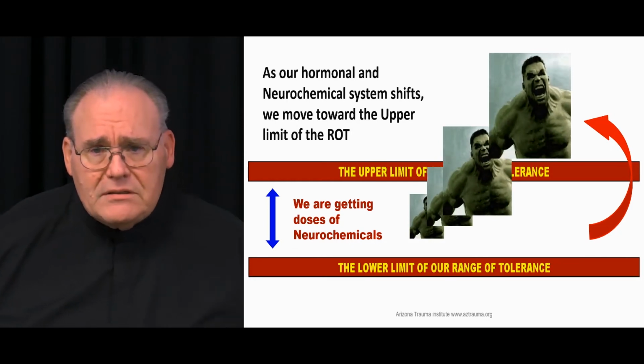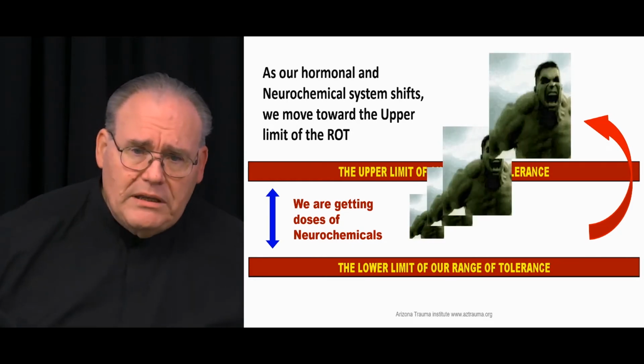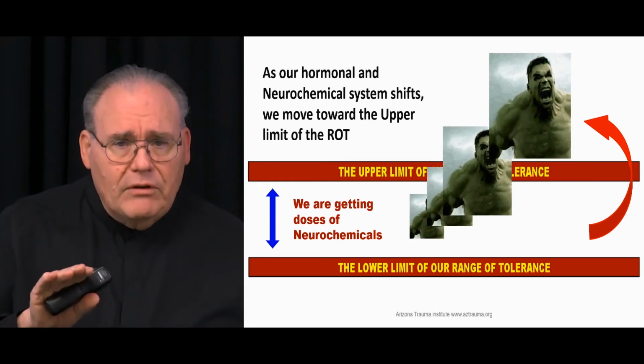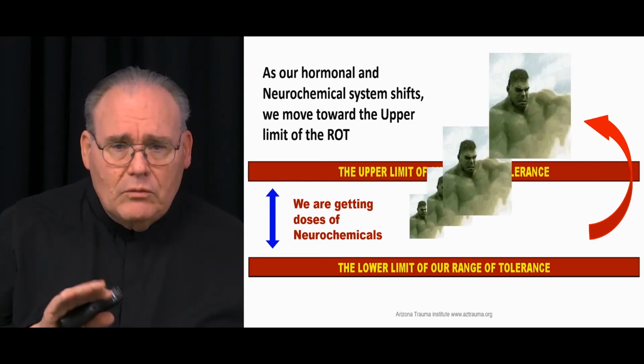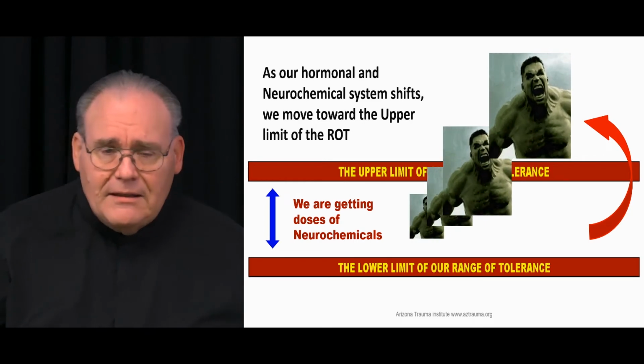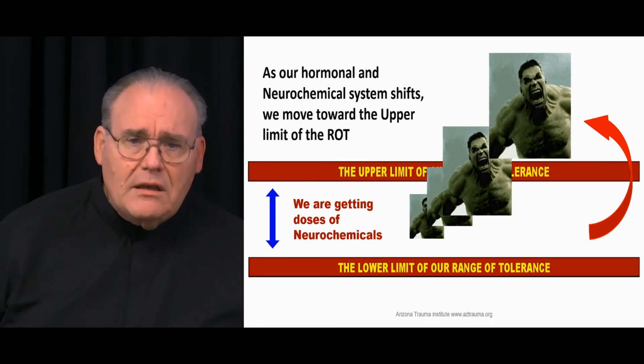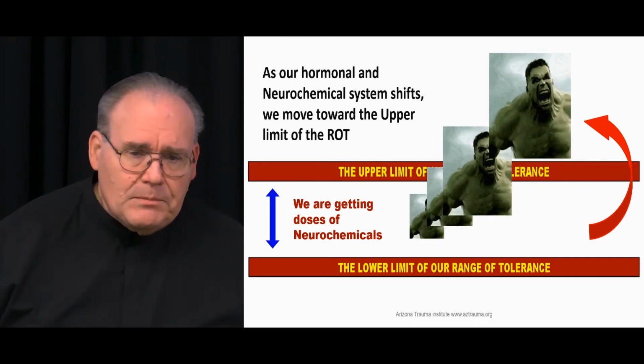So as our hormonal and neurochemical systems shift, we move towards the upper limit of our range of tolerance. And that's an important piece, because we can have something happen, and if we have a good range of tolerance, we can move past it. But that same thing happens when we have a reduced range of tolerance, and it's like a nuclear explosion occurred.